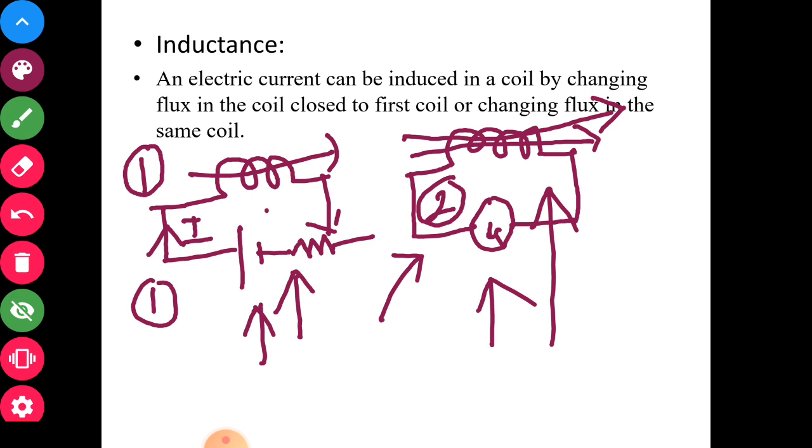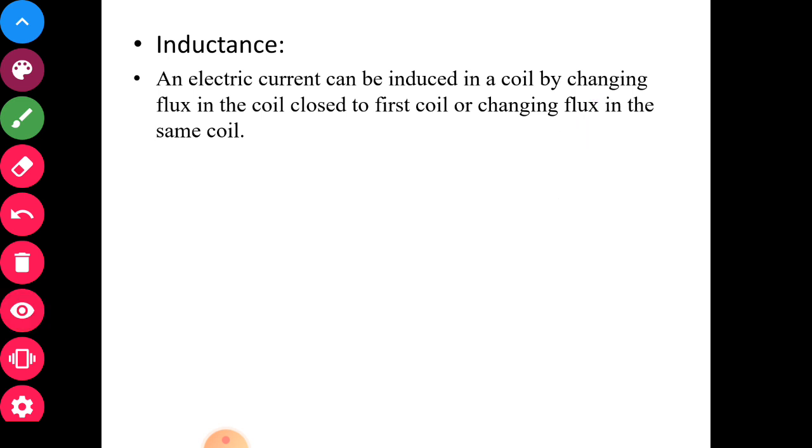Current produced within the coil, by changing the current within that coil itself, then it is self-inductance. And when the current is changed in the second coil and the current is produced in the first coil, or we can say current is changed in the first coil and the current is produced in the second coil because of change in current in the first, then it is a mutual inductance.